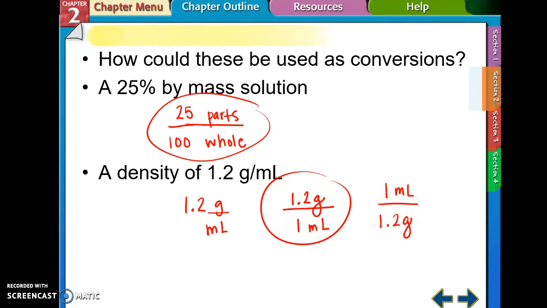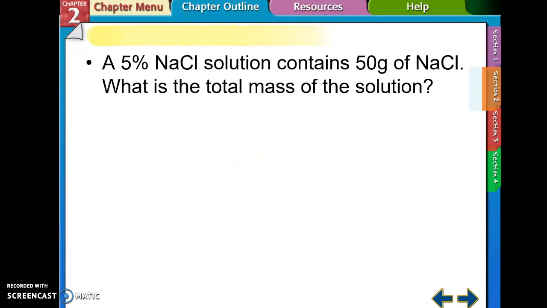I can do that for the first one also. So, conversion factors can be used as the reciprocals. You have to pay attention to the units. So right here it says a 5% NaCl solution contains 50 grams of NaCl. What is the total mass of the solution?